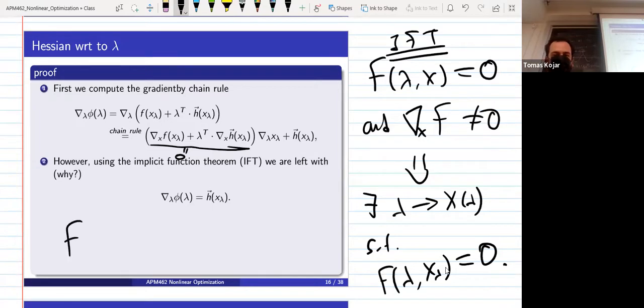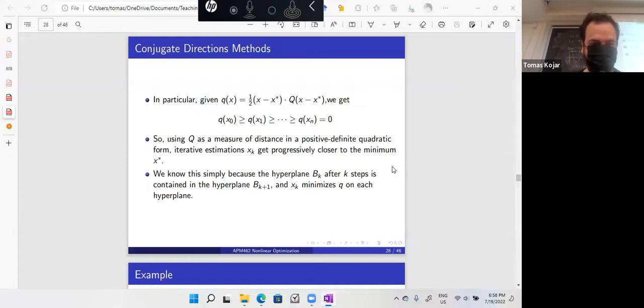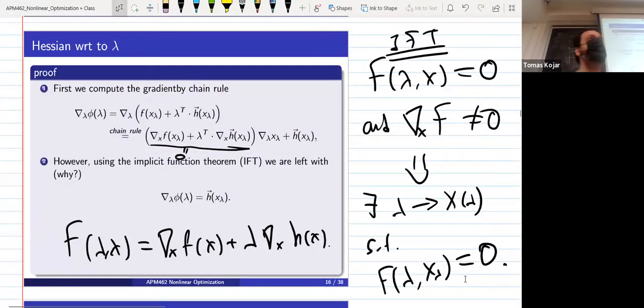So any guess why the guy in the parentheses is 0? Who's my f? It would be the gradient in x of f of x plus lambda times h of x. Oh, the f stuff. Okay, thank you, Daniel. Good. I have to name people. That's how it works. It's like first aid. You have to tell them. So this guy is 0.